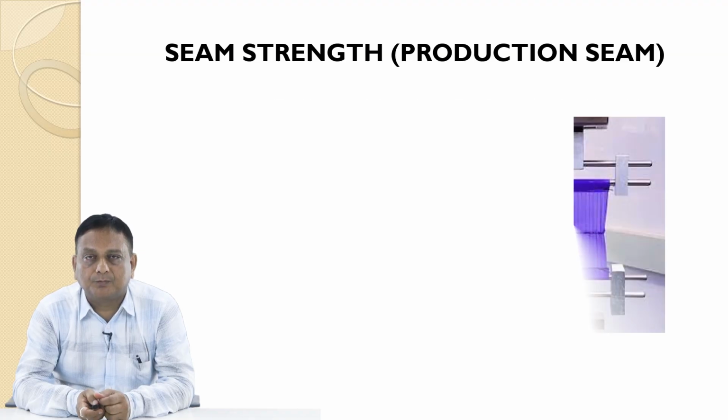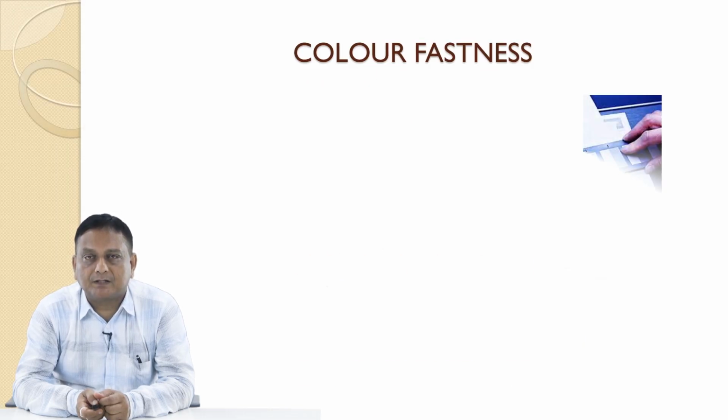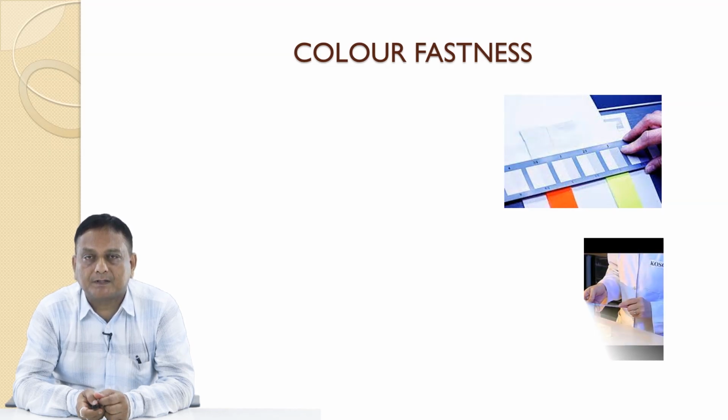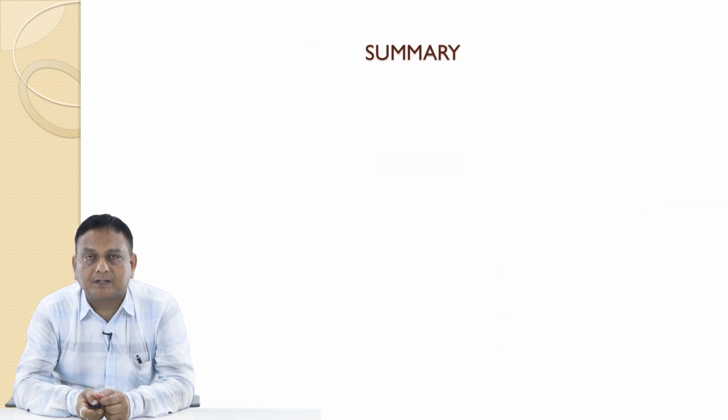Seam strength of those products also plays an important role, so it is judged at the production seam stage. Colorfastness of course is also very important, and different gray scales are used for this purpose, and different colorfastness properties are judged here. So in this particular lesson, we have seen very important areas of testing protocol.